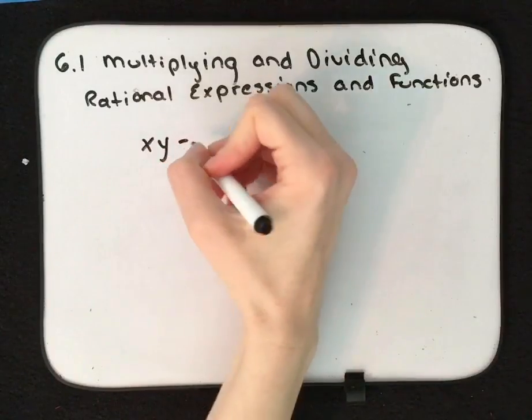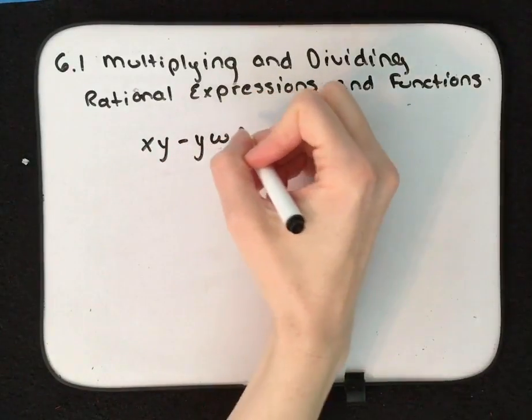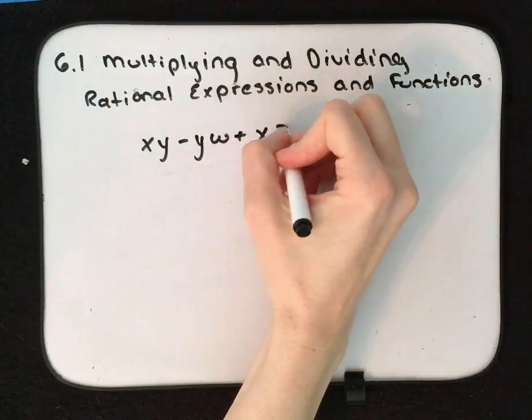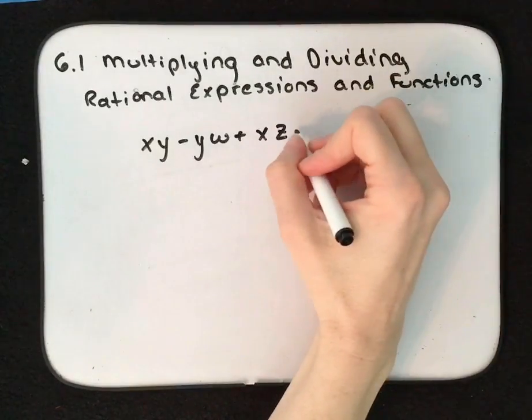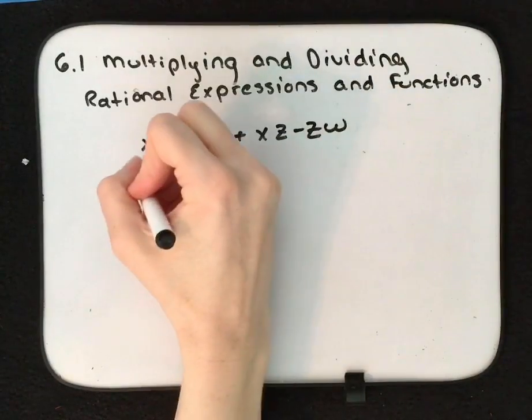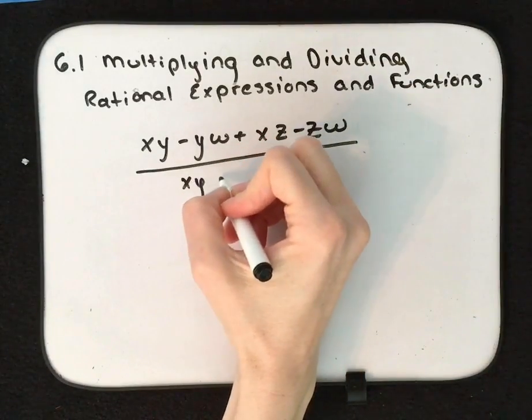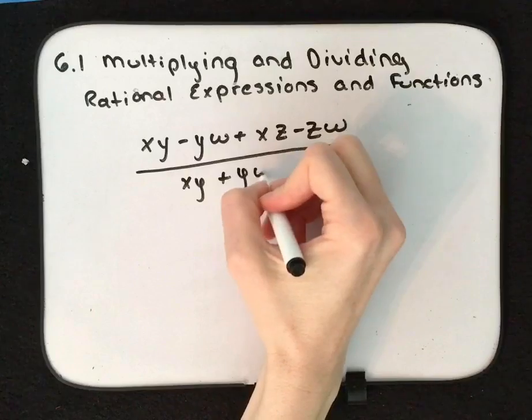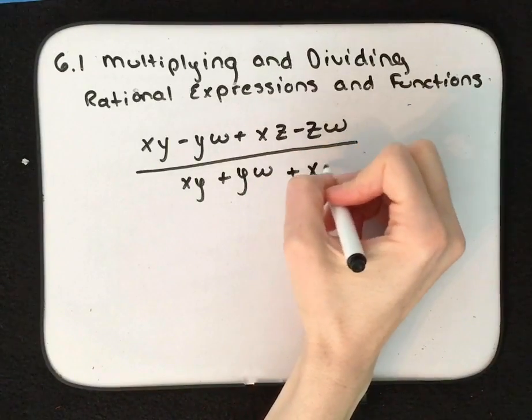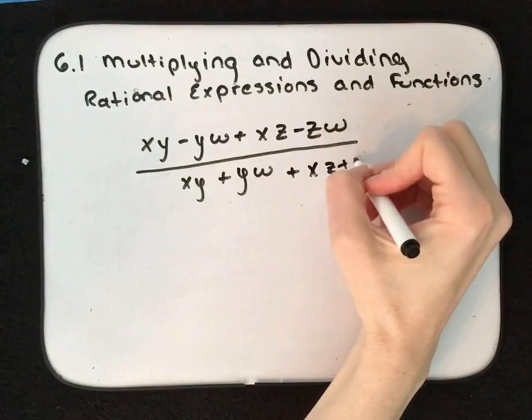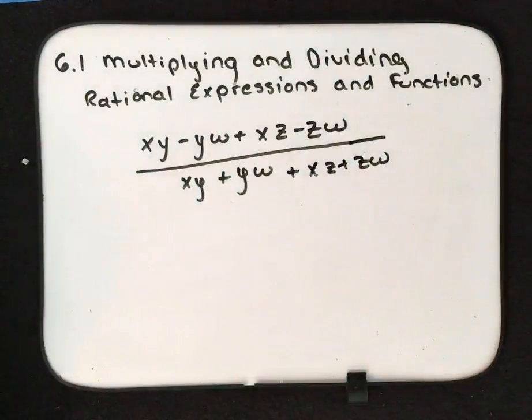xy minus yw plus xz minus zw all over xy plus yw plus xz plus zw. And be very careful. You have a lot in common between the numerator and the denominator, but right now everything is broken down as separate terms.